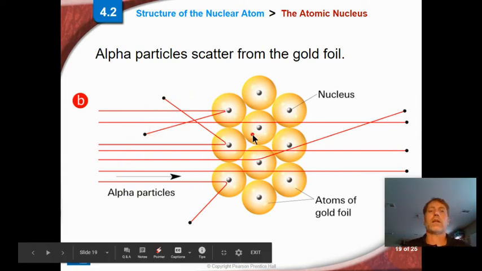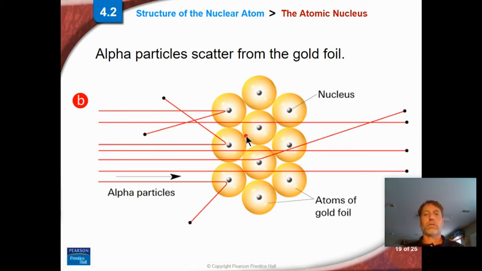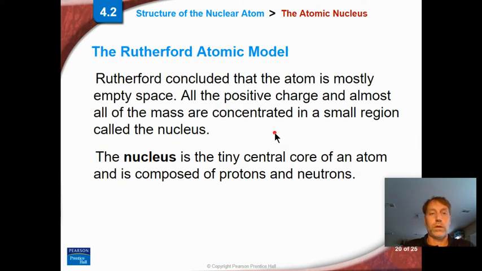So this is what he concluded from this experiment: most of the atom is empty space. In the center or near the center, each atom contains a nucleus. That's where the nucleus came from. It is the tiny central core of an atom, composed of protons and neutrons. So it's concluded that the protons and the neutrons live in the nucleus of the atom.